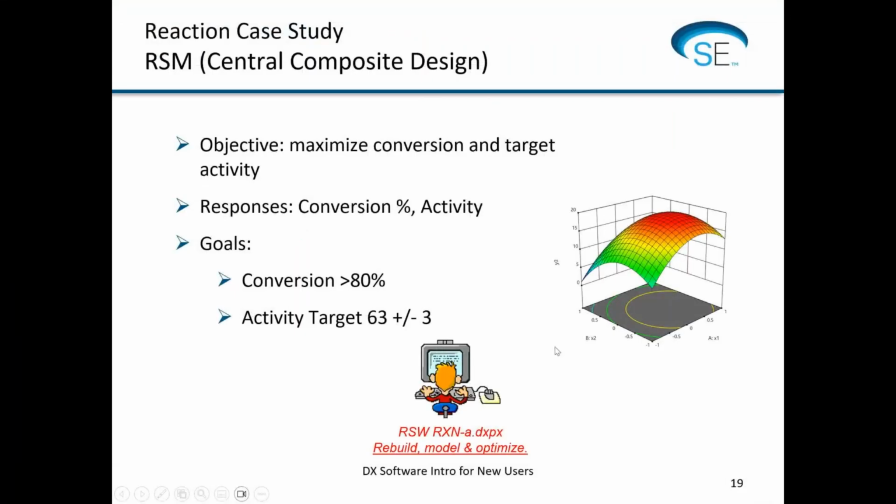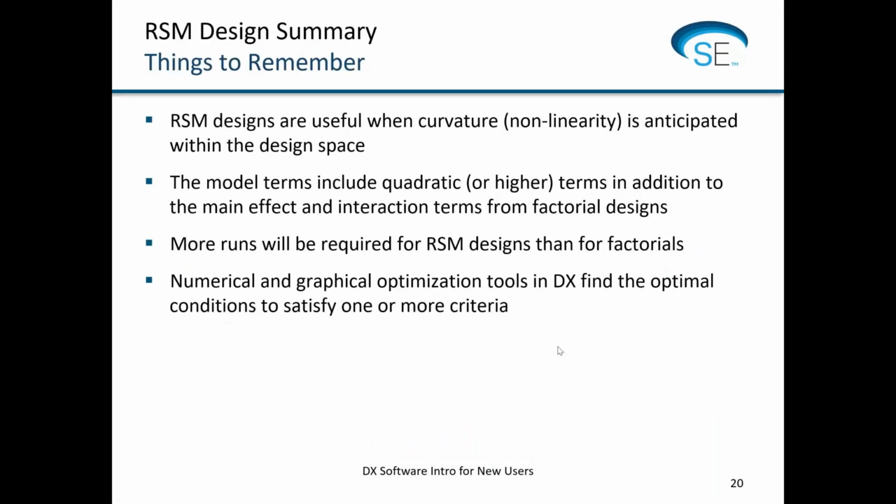So response surface designs are useful when we expect curvature or nonlinearity inside of the design space, inside that cube framed by the factorial blue dots in this case. The model terms include quadratic or higher order terms in addition to the main effects. Okay, so we're not limited to quadratic, we're not limited to squares. We can actually do designs with our optimal designs that include cubic terms or quartic terms, etc. Okay, so that's possible.